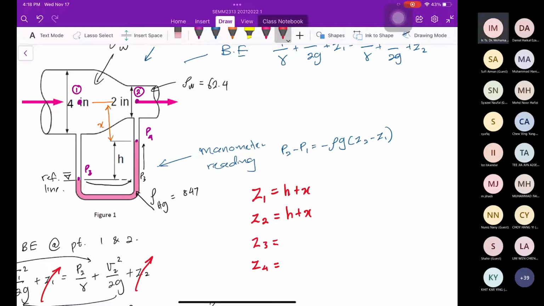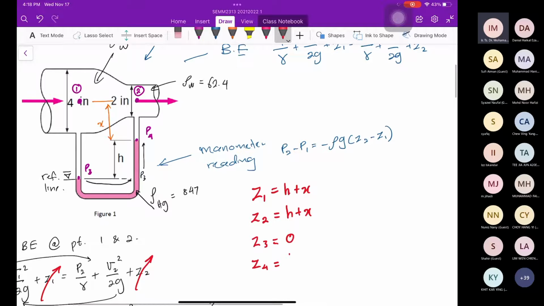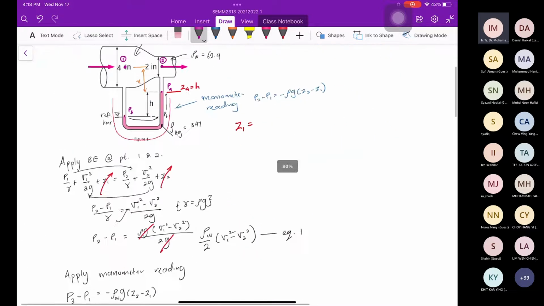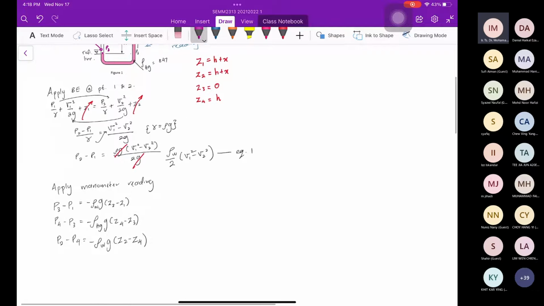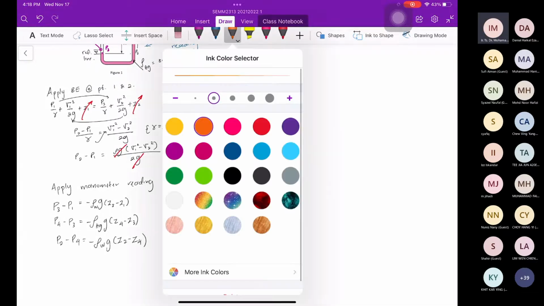Z3 is equal to 0. Z4 is equal to H. Clear? This is at point 4. So Z4 is equal to H. And Z3, this is Z3, at the reference line. So should we substitute? Yes, we can substitute.